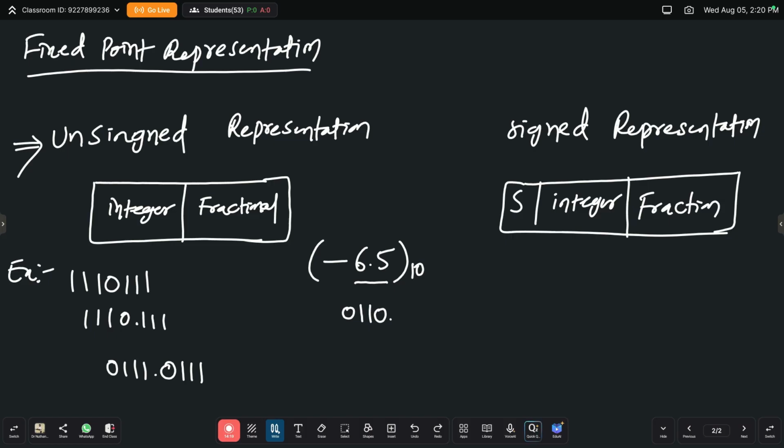Now tell me. 1, 0. This is the binary conversion for this number. Then how to represent it in fixed point representation? For the fraction part, what is it? 1, 0. What is the integer? 0, 1, 1, 0. What is the sign? Here it is minus, so 1. So this is the representation. Are you following?